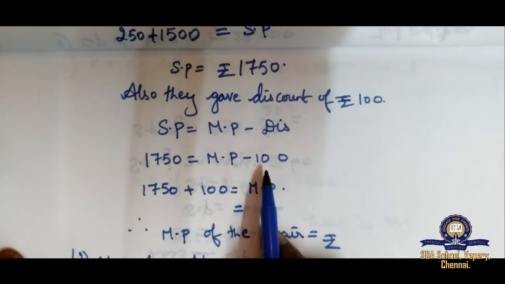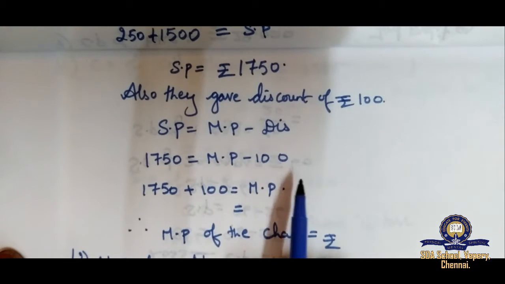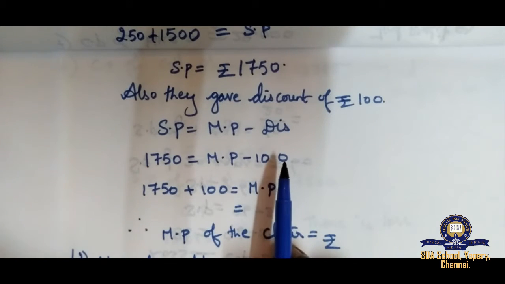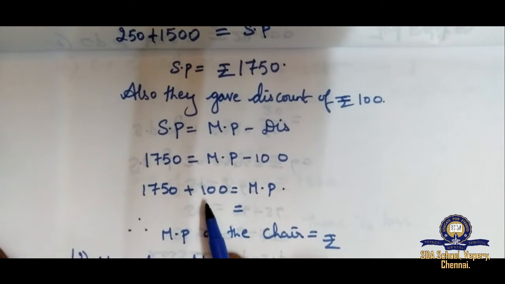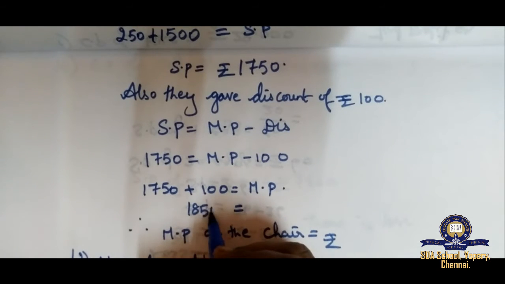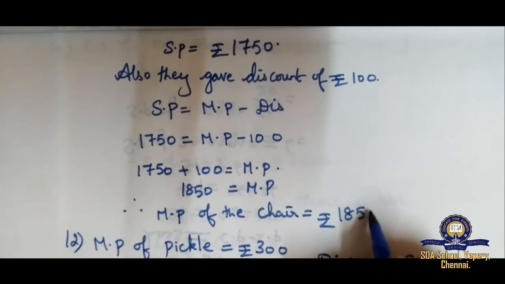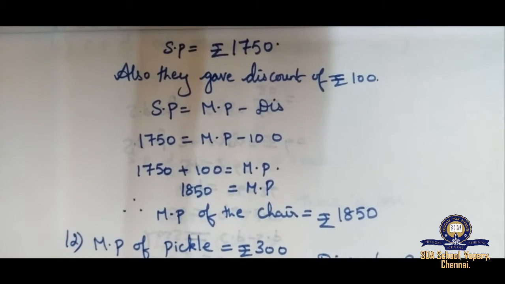So here what did I do? On my right hand side MP is there, so I have kept MP as it is. On the left hand side, this minus 100 I took to the left hand side, so plus 100. So 1750 plus 100 becomes 1850. So marked price of the chair is equal to rupees 1850. So he marked it as 1850 and he got 250 profit also. But the customer also thinks that they got a discount of 100 rupees. Clear? Hope you all understood this sum. Next, 12th question.